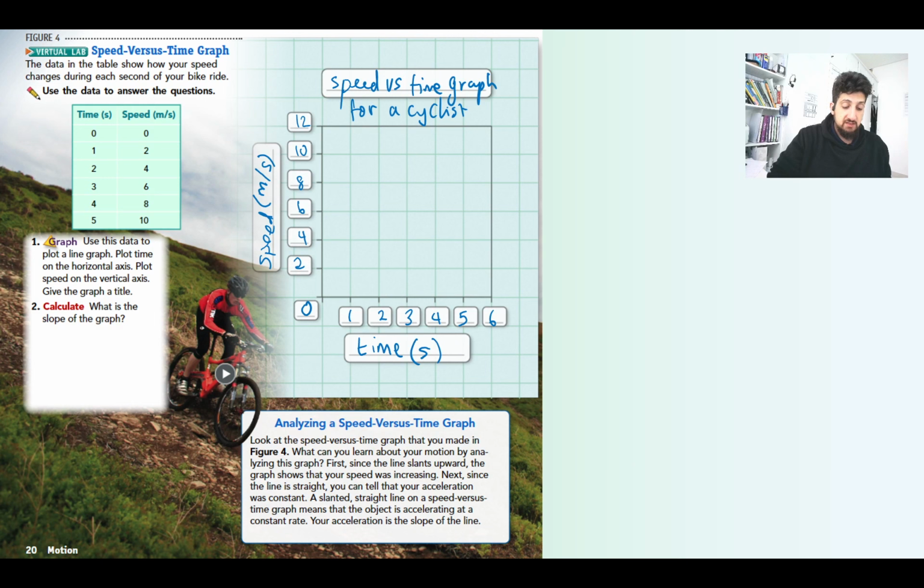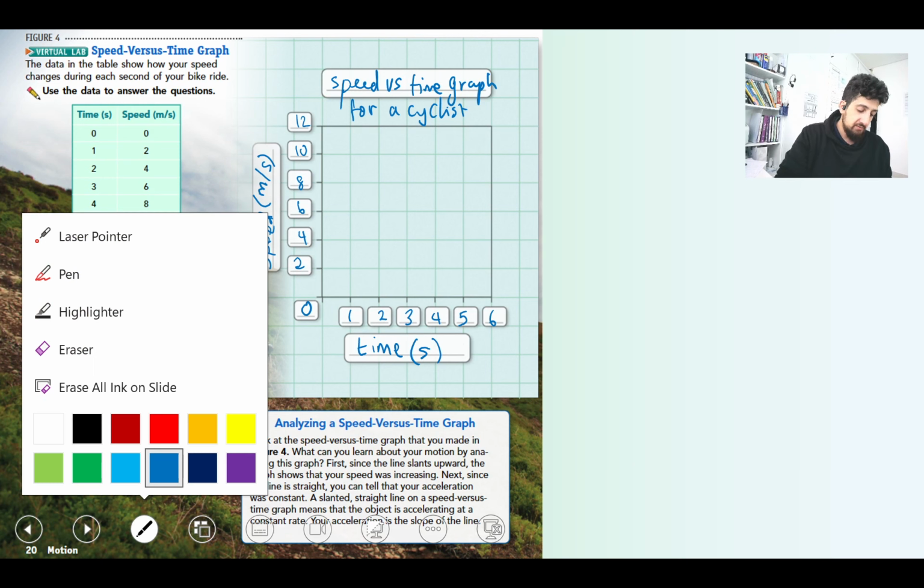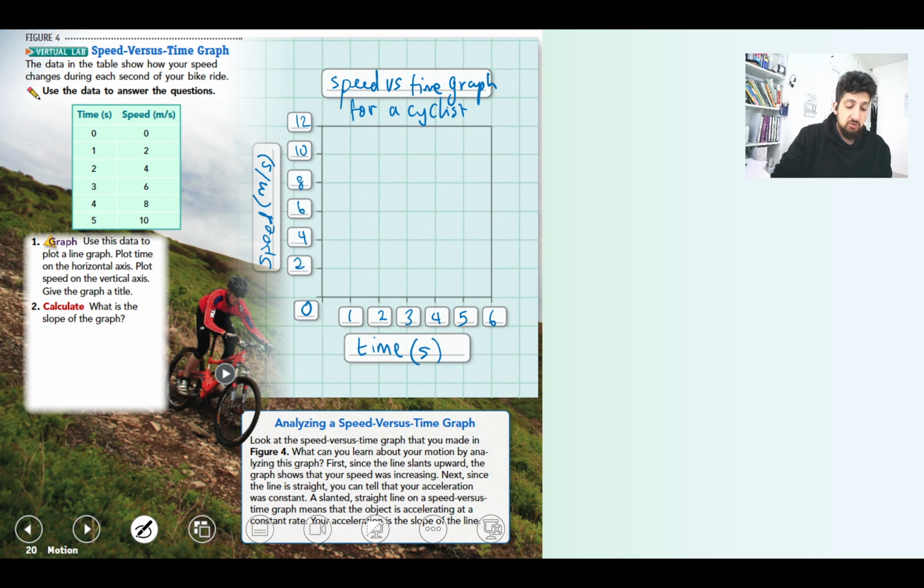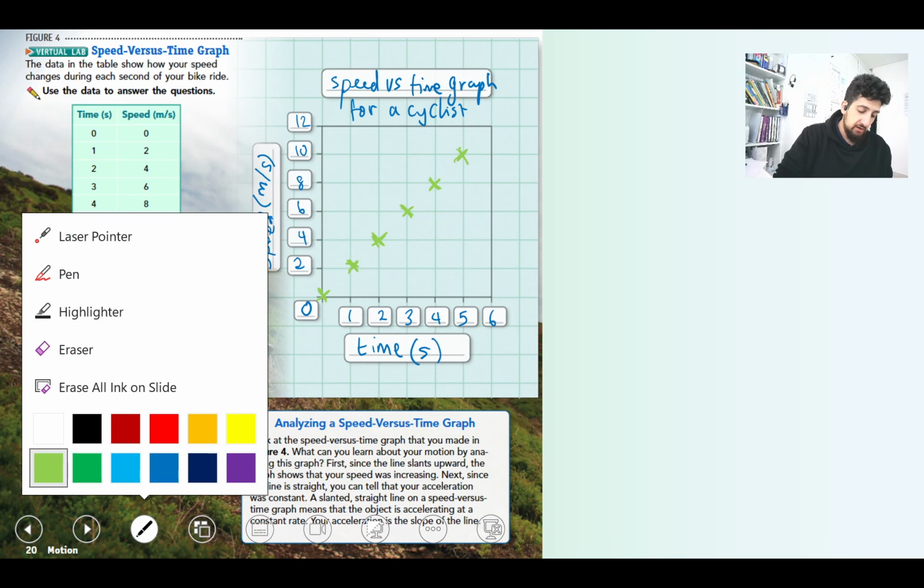So what happens now is we simply plot the points. So I'm going to use a different colored pen. I'm going to use this light green color to plot the points. At 0, it was 0, so I'm going to draw just a single X here. And then at 1 second, the speed was 2. And at 2 seconds, the speed was 4. And at 3 seconds, the speed was 6. Oh, I can see a pattern here. And at 4, it was 8. And at 5 seconds, it was 10. And then if I want to, I can go back and draw a line of best fit.